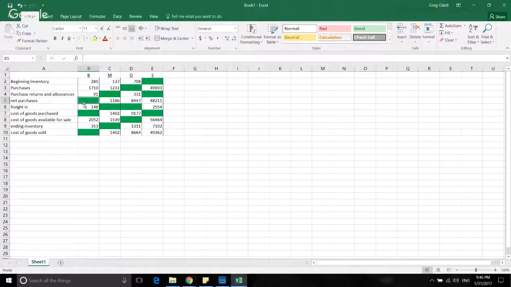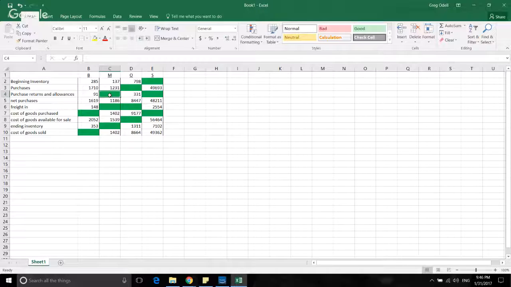Okay, so the first one's super easy. We can just start with that, putting the equation itself right in there. We don't have to mess with any numbers, move anything around, or anything. Okay, so for this one, it's going to be a little different. Just some basic algebra. So this is purchases minus purchase returns and allowances equals net purchases.